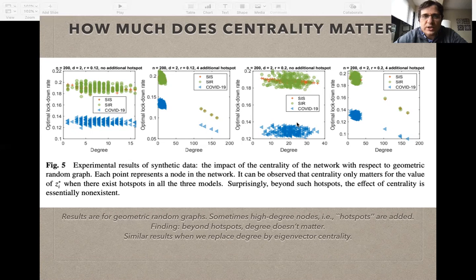So the connection between centrality, and the same thing is true, by the way, if you replace degree by something like eigenvector centrality. So the lesson here is that the connection between centrality and how hard the optimal shutdown really locks down a place is very nonlinear and unintuitive.